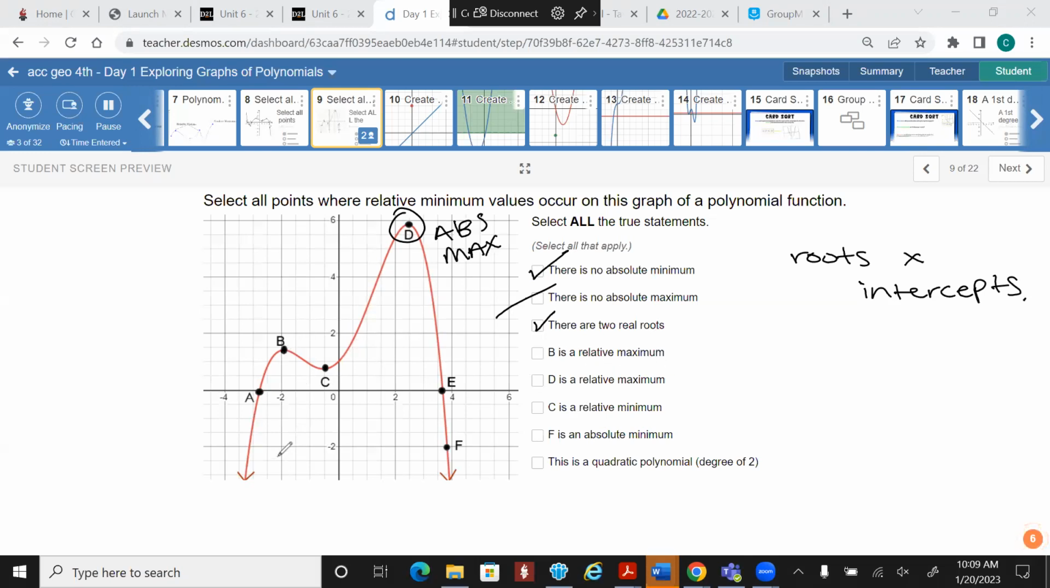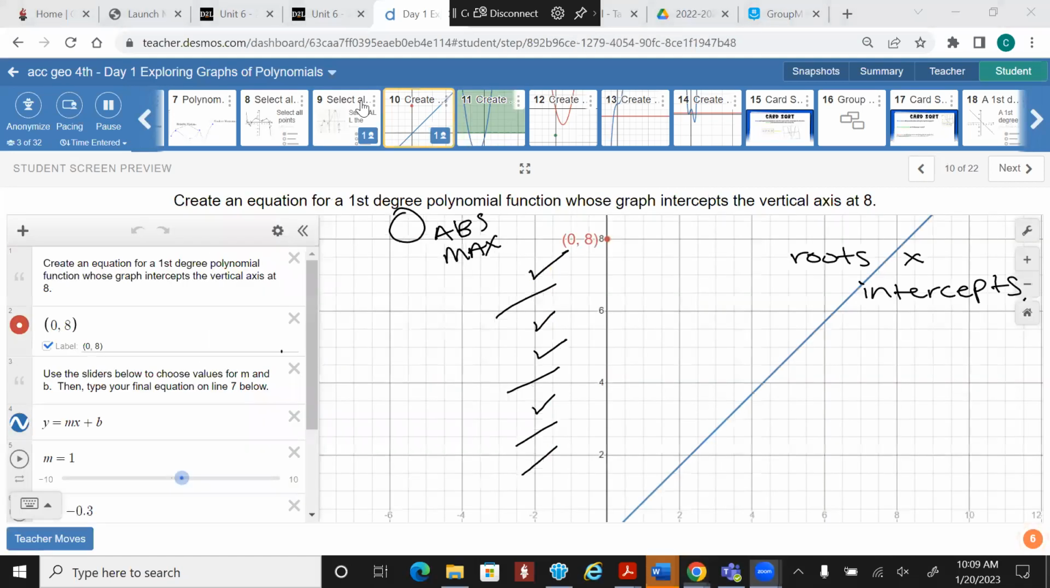Okay, relative maximum. Is B a relative maximum? No. C is a relative minimum. Yes. F is an absolute minimum? No, because it keeps going on forever. Okay. This is a quadratic polynomial? No. What would a quadratic look like? Like a U. This looks like a kind of W looking thing, which is going to be quartic, right? That was beautiful.